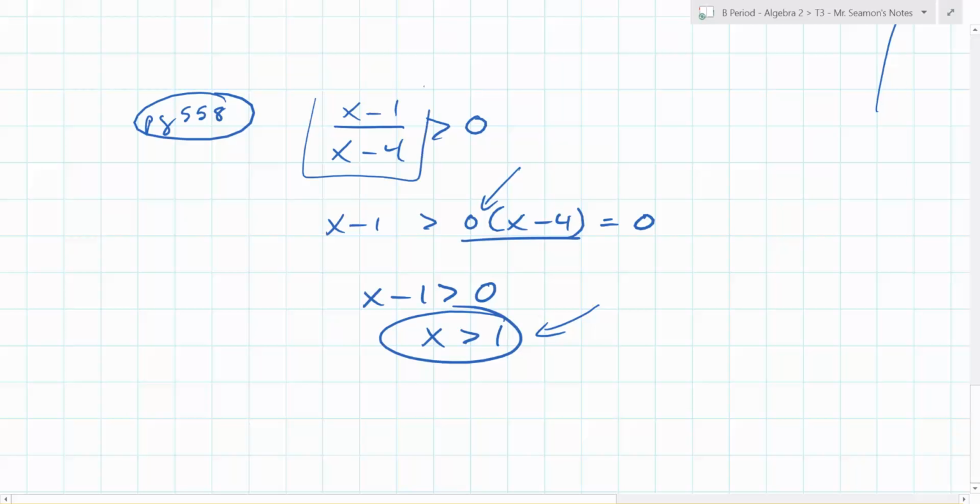Plug in 2. 2 is greater than 1, right? Yeah. What's 2 minus 1? 1. What's 2 minus 4? -2. Well, what's positive over negative? Oh, it's not necessarily true. So when you do these out, if this is 0, you have to be really careful.